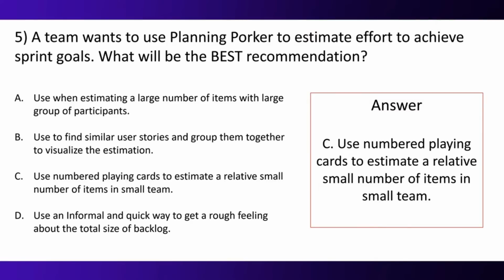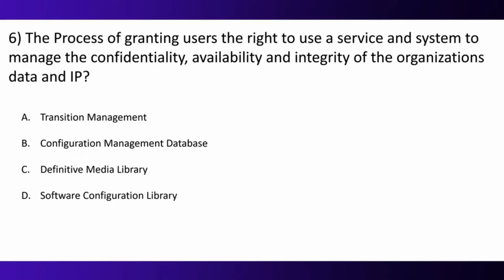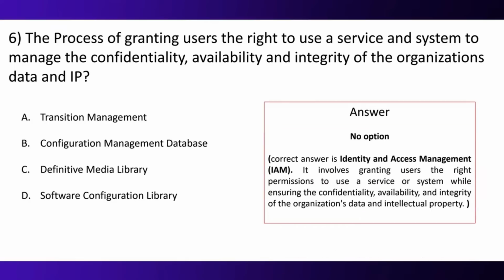Question 6. The process of granting users the right to use a service and system to manage the confidentiality, availability and integrity of the organization's data and IP. Option A, transition management. Option B, configuration management database. Option C, definitive media library. Option D, software configuration library. And the answer is no options given are correct. The correct answer is identity and access management.